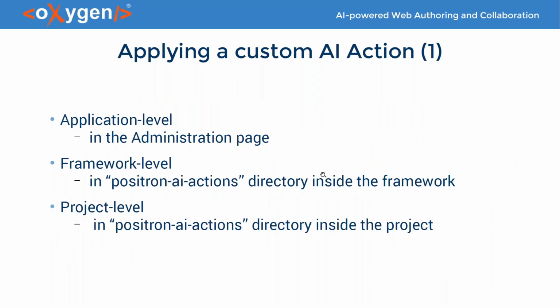Okay, you have a JSON. How do you apply it? Well, if you want to apply the custom action at application level, you go to the administration page and upload it there. If you want to apply the custom action at framework level, you have to put the action JSON in the Positron AI actions directory inside the framework. And if you want the action to be at project level for a particular project, place the action JSON file in the Positron AI action directory inside the project.